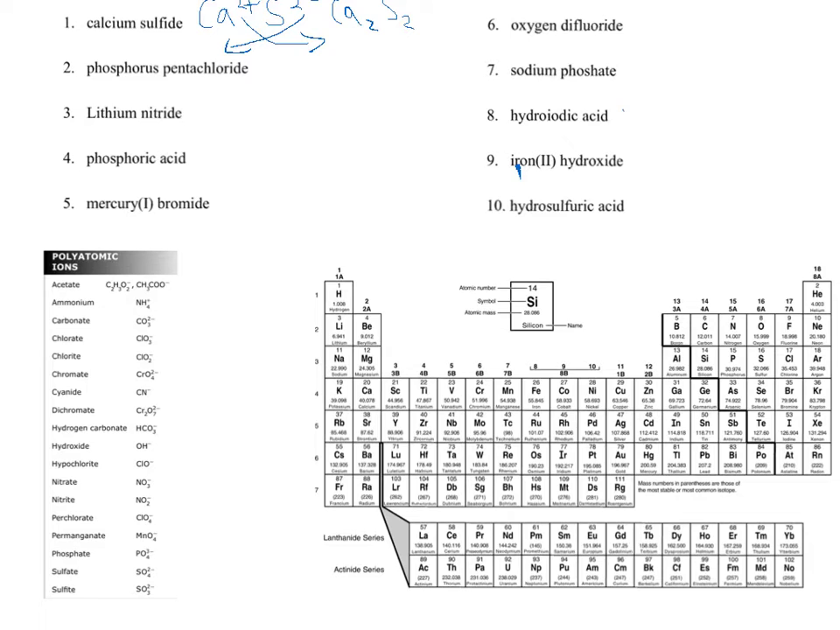Ca2S2. And then the last thing you do is you reduce if you can. So since these are both 2, we can say that they would both be a 1-to-1 ratio. So our formula for calcium sulfide is CaS.